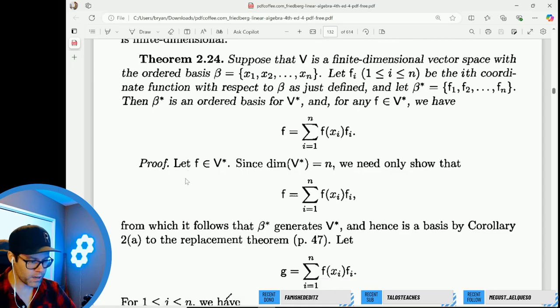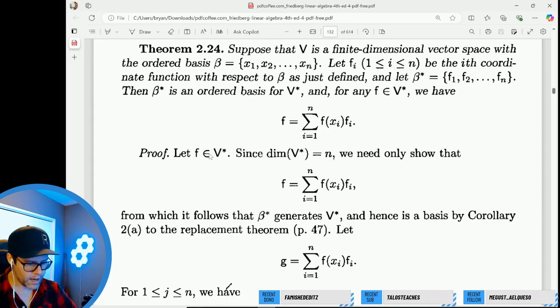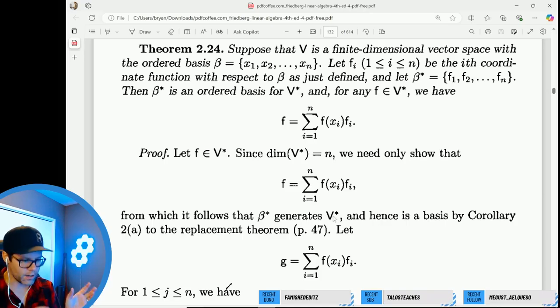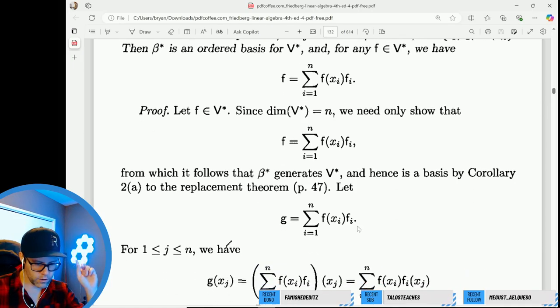Let's take a look at the proof, because I'd like a little bit of clarity on why this is a basis. If it's a basis, I know that I can write this expression. That's not too tricky. So let f be in V star. Since the dimension of V star is n, we need only to show that f can be expressed as a linear combination, from which it follows that beta star generates V star. Yes. And once we have generates and dimension n, we know it's a basis. Yes. So that's true.